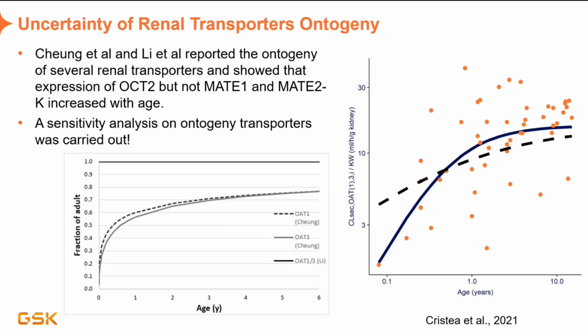So for example, for the OAT1 and OAT3, which were the transporters involved in many of our compounds, we see that the Lee et al. data are showing no difference in the age, and Cheong et al. are showing age-related changes and quite a significant difference at the beginning in neonatal.